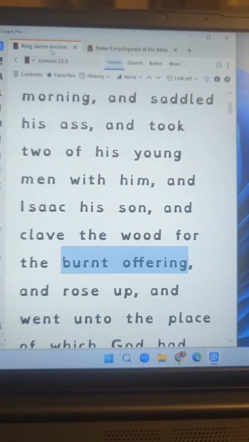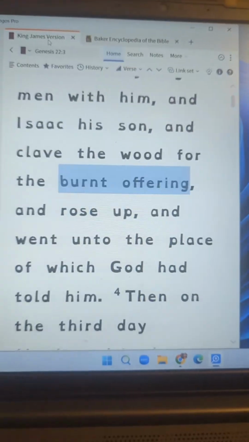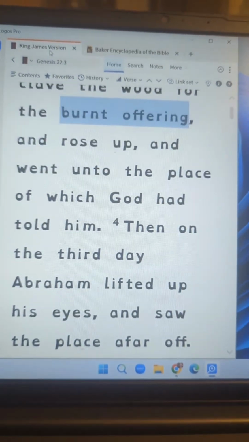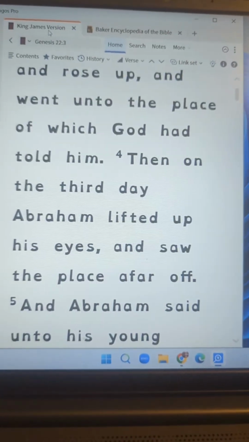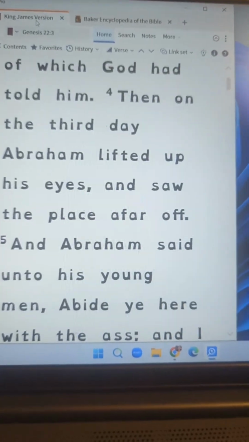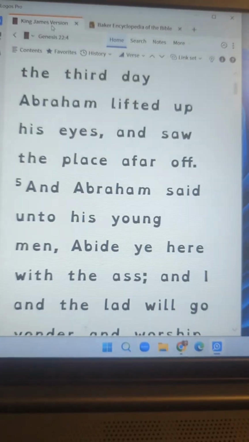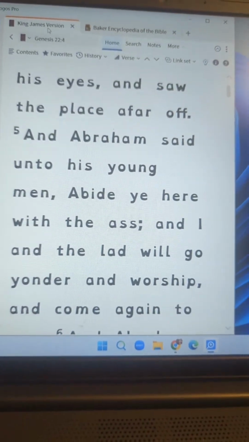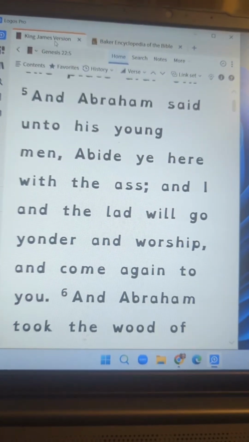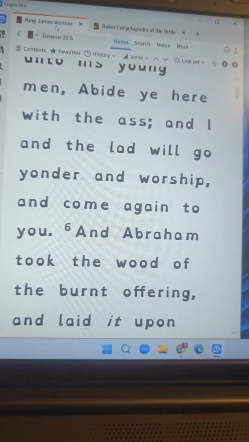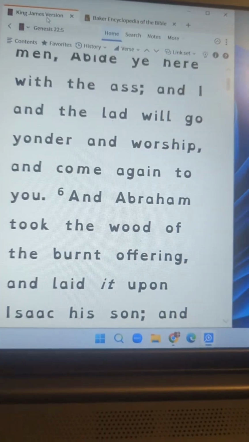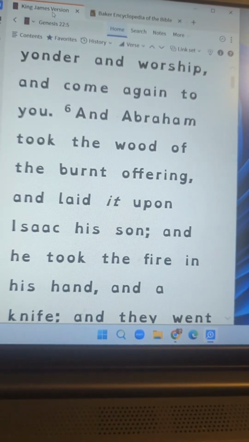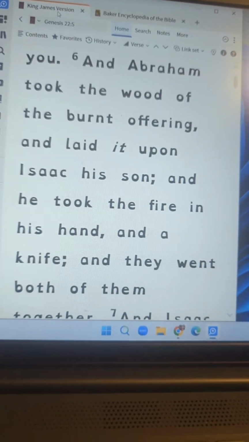All right, and he rose up and went unto the place which God had told him. Then on the third day, interesting, Abraham lifted up his eyes and saw the place afar off. And Abraham said unto his young men, Abide here, stay here with the ass, and I and the lad will go up yonder and worship, and come again to you. And Abraham took the wood of the burnt offering and laid it upon Isaac his son. And he took the fire in his hand and a knife. And they went both of them together.